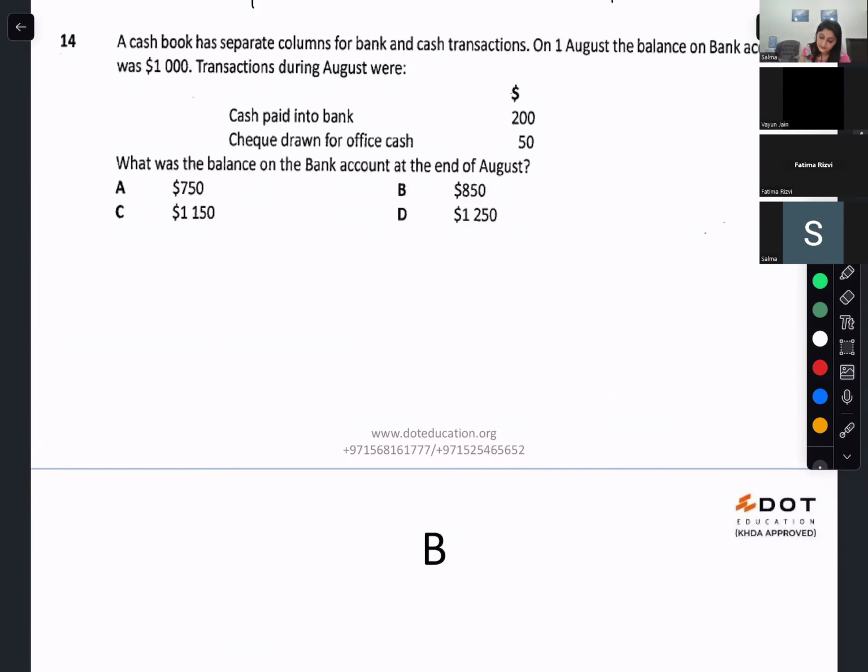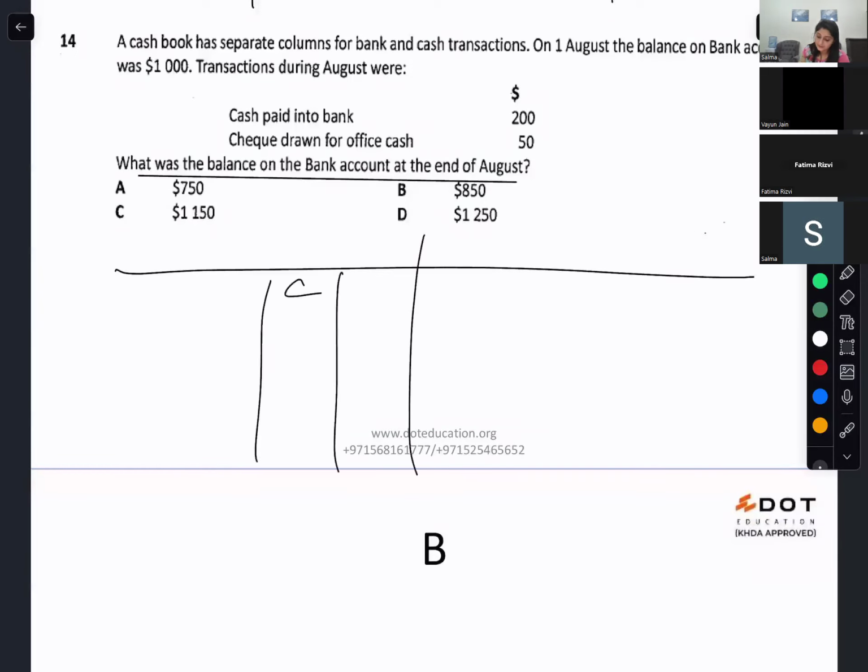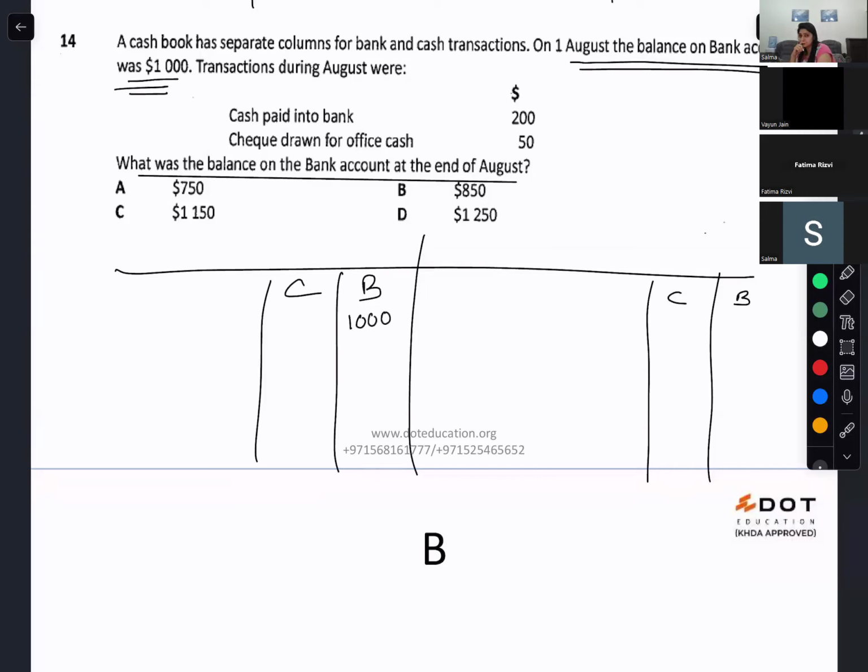Question 14. A cash book has separate columns for bank and cash transactions. On 1st August, the bank account was 1,000. Transactions during August were... Read it and tell me the implications. So there are two columns, and on 1st August the balance of the bank account was $1,000, so the opening balance will be $1,000 on the debit side in the bank account.